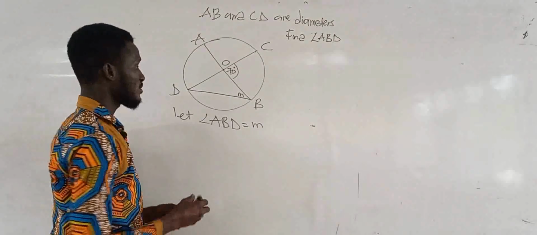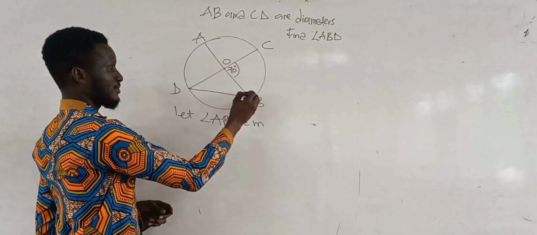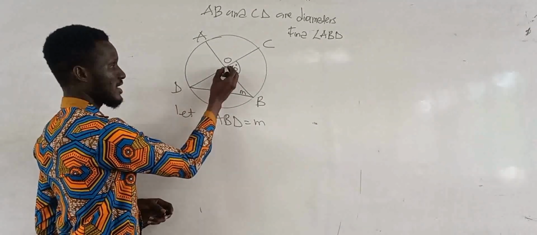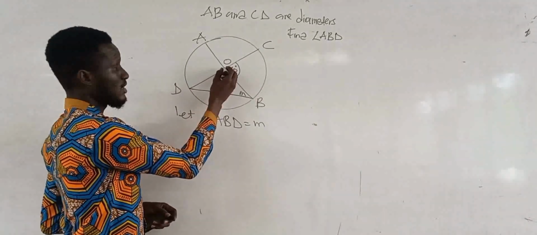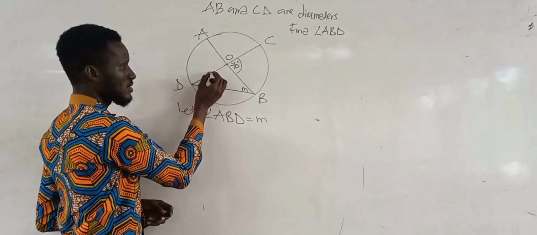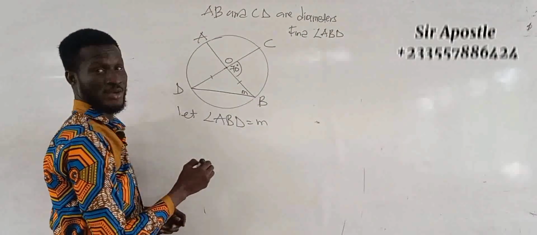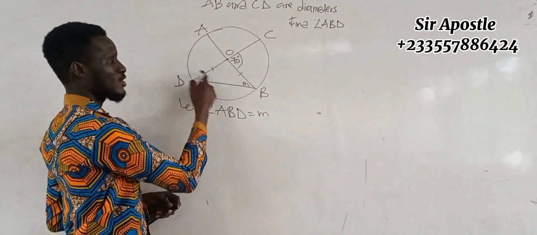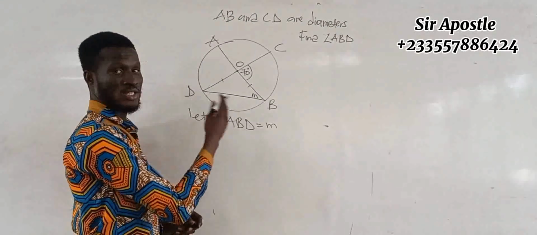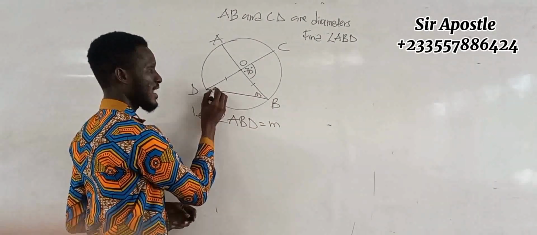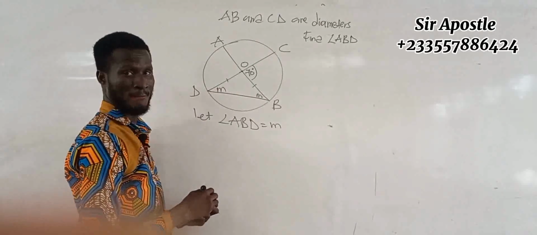Now, this one is very simple. Since this is the center of a circle, this one becomes a radius. This one also becomes a radius. So it forms an isosceles triangle. So in the isosceles triangle, this side and this side are the same. So it means that here is also M.